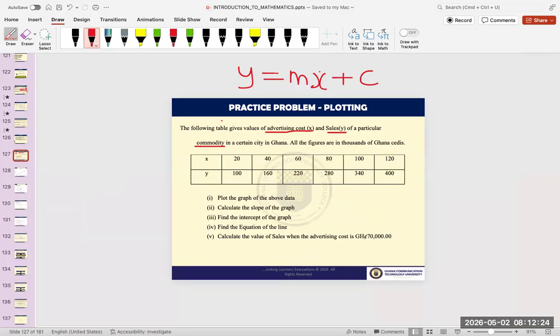It means that x and y are in a relationship. X and y are in relationship. And the relationship is in such a way that as x increases, it means y will also increase. As x increases, y will also increase. That is how the relationship is.